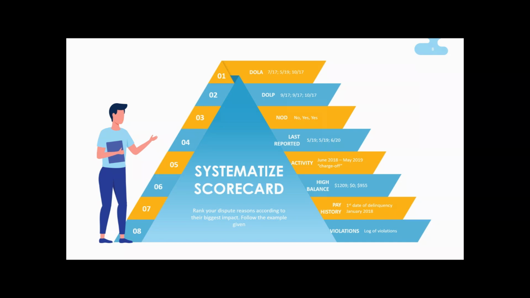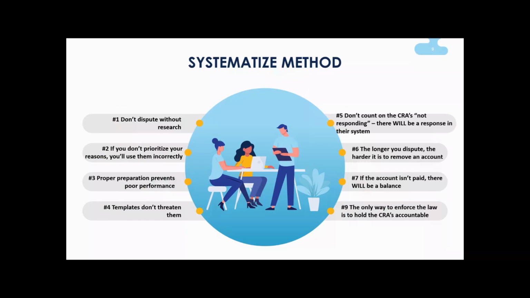So now the Systematize method, I do have a couple of tips for you, and like I said, you're going to get a copy of this so you can actually go through this on your own time and fill in your own information for each and every negative item that you have. But number one, don't dispute without research. Let me say it again. Don't dispute without research, okay?